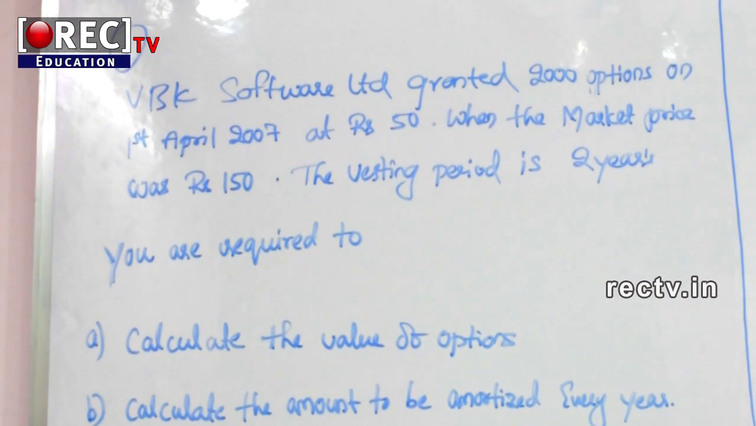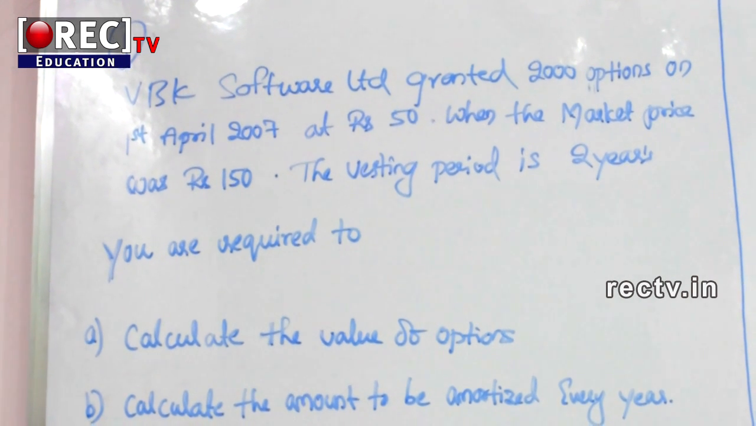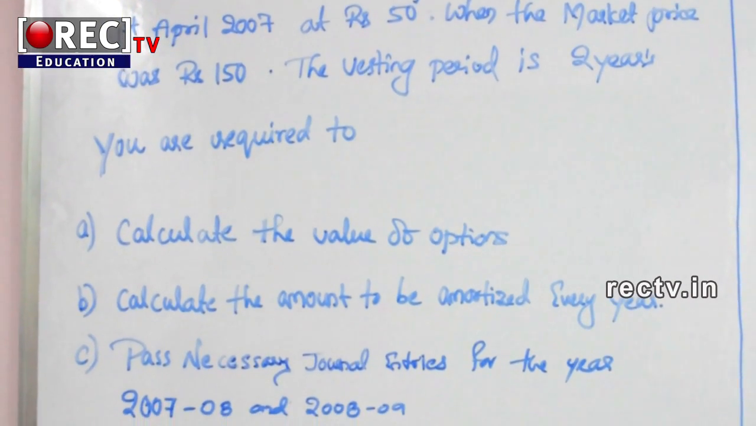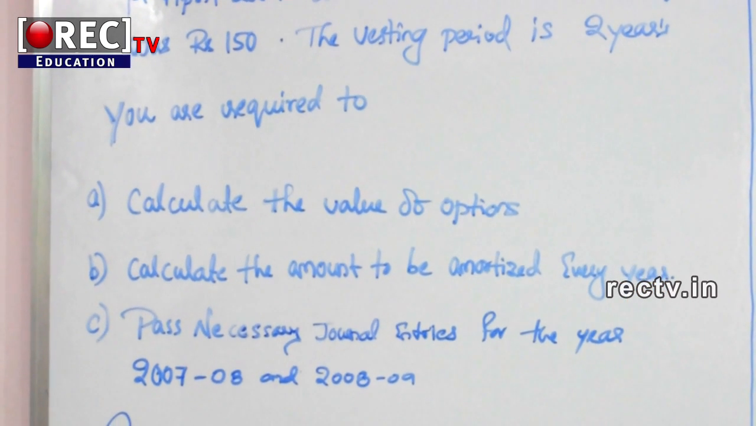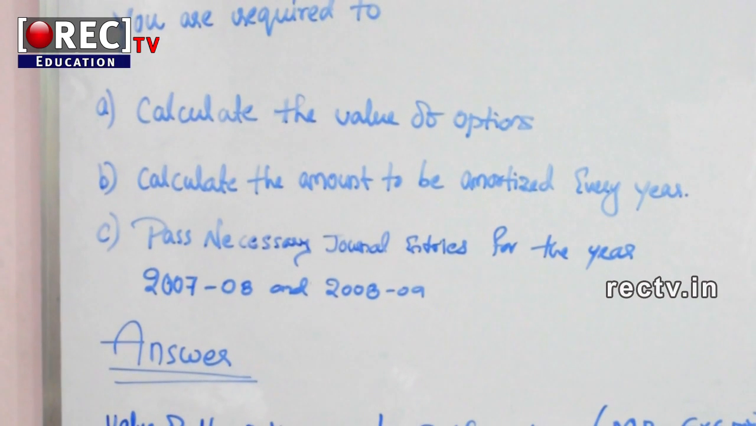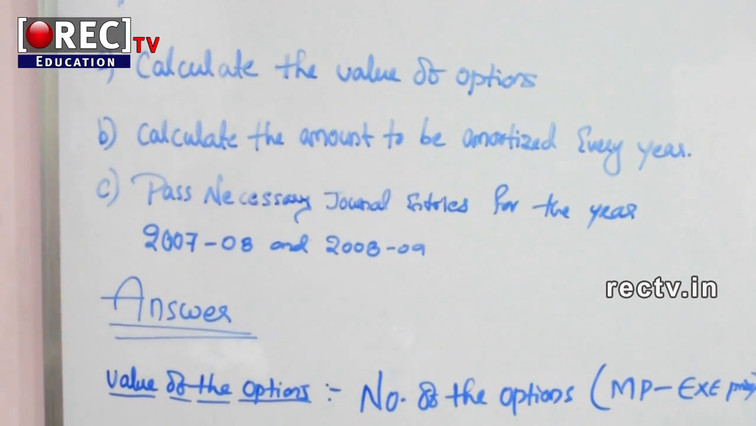Now we are going to look at one question which is based on ESOPs under SEBI guidelines. VBK Software Limited granted 2000 options on 1st April 2007 at rupees 50 when the market price was 150, and the vesting period is given as 2 years. You are required to calculate the value of options, calculate the amount to be amortized every year, and pass necessary general entries for the years 2007-08 and 2008-09.